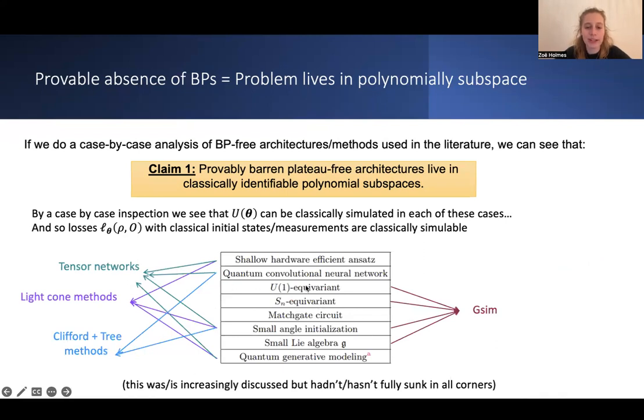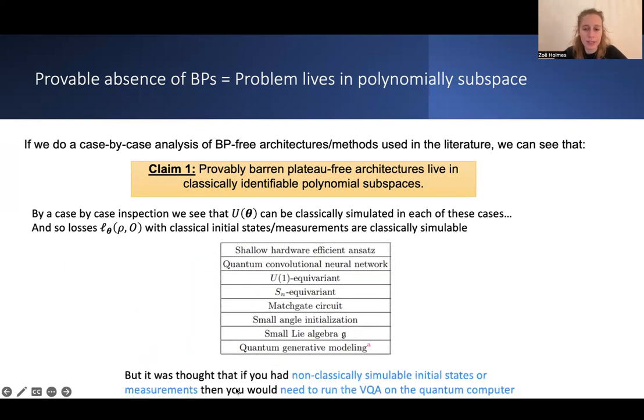Okay, so as I said, each of these, if you do a piecewise analysis, have their own classical simulation methods that can be used to simulate U of theta. And I'm not saying anything new here. What I am going to say that is new is that previously it was thought that if you had non-classically simulable initial states or measurements, then the fact that you could simulate the U of theta bit wasn't useful. You'd have a non-classically simulable initial state, and so you'd need to run the variational quantum algorithm on the quantum computer.